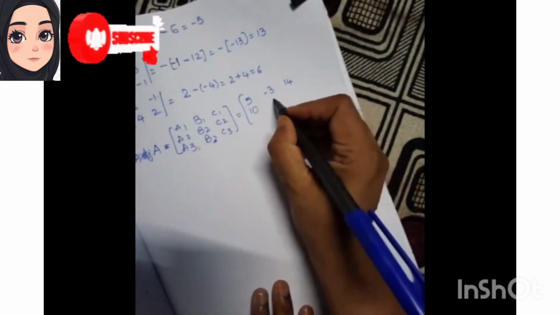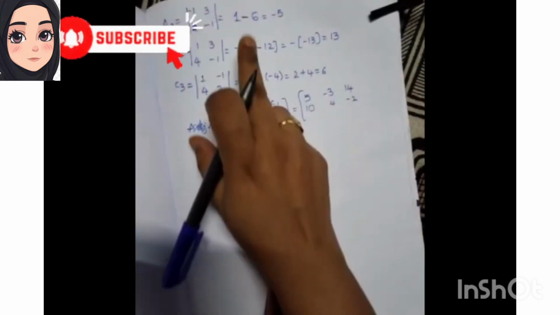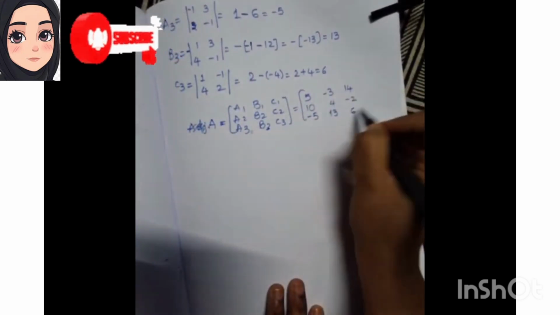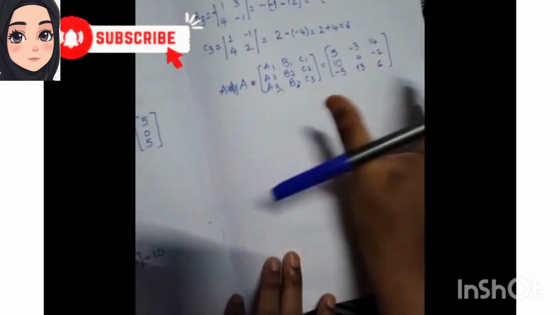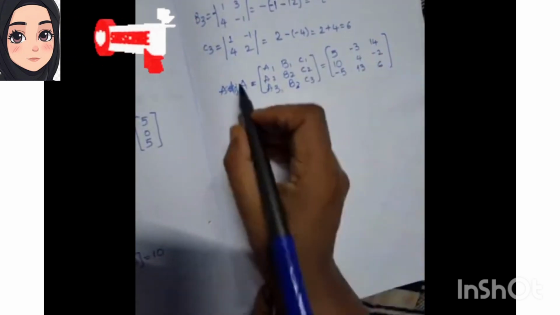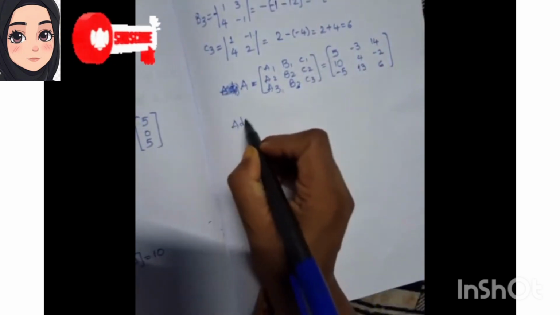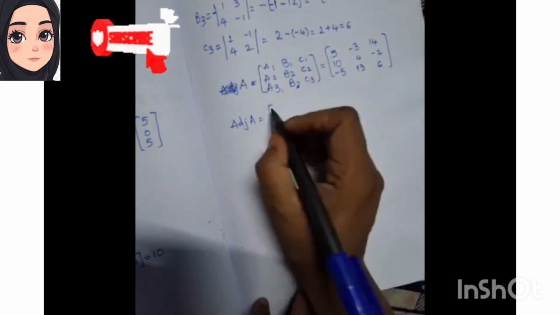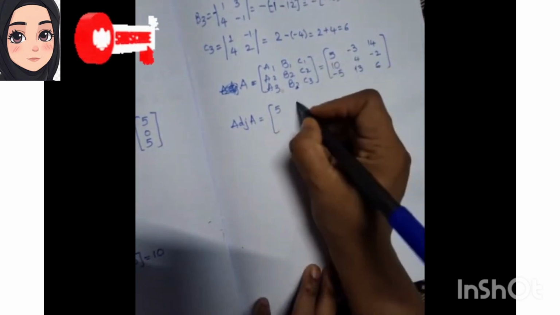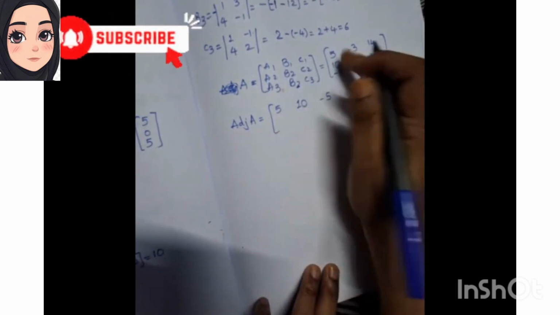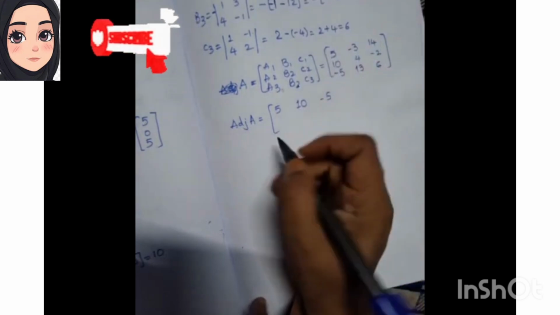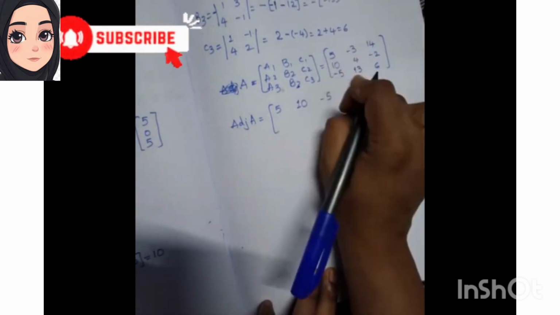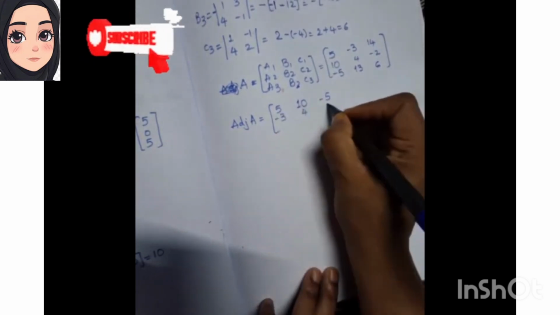Okay, now adjoint of A. Adjoint of A means we have to make these rows as columns, columns as rows. Okay, 5 10 minus 5, this column becomes row. Now 10 4 minus 3, this second column becomes second row: minus 3 4 13. Third column becomes third row: 14 minus 2 6. Okay, we got adjoint of A. We have to make rows as columns and columns as rows, that is adjoint of A. This one is adjoint of A.